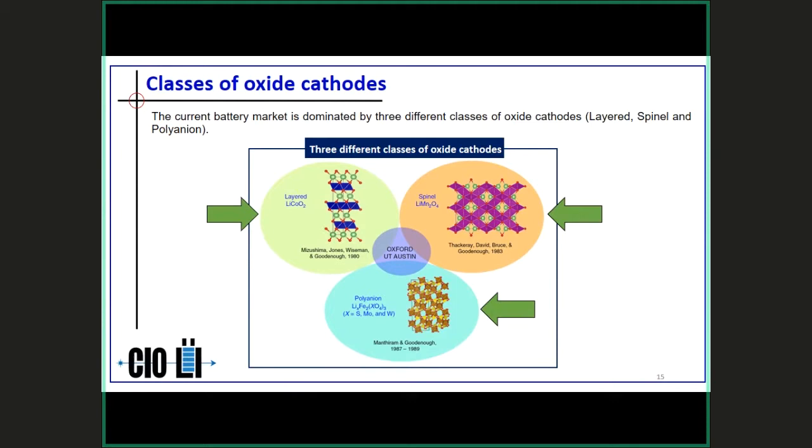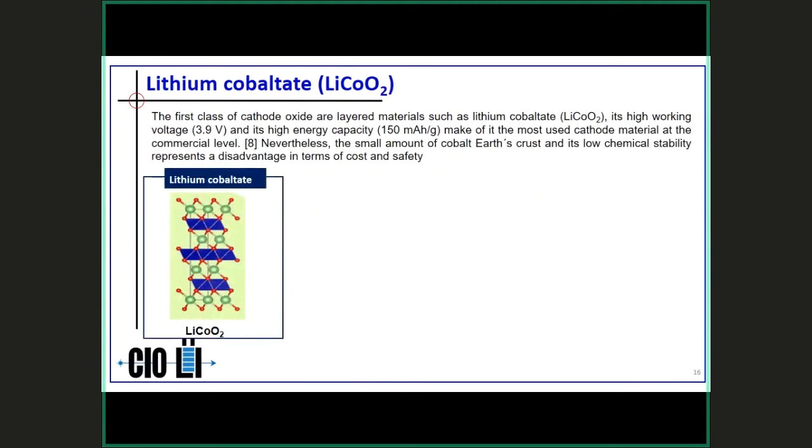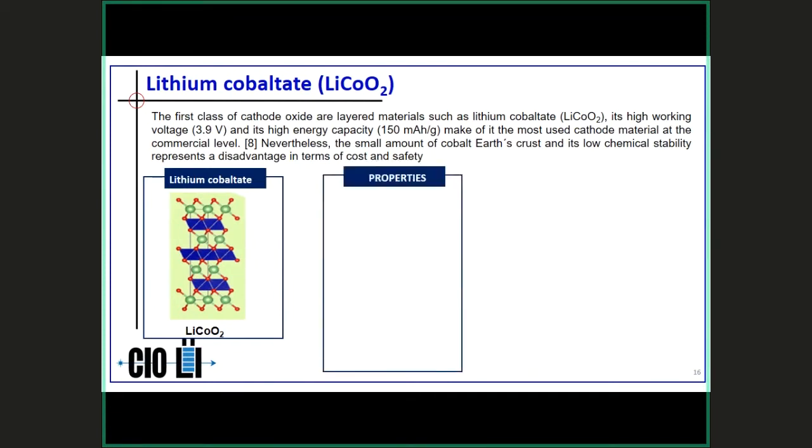Let's see these three materials in a closer way. For example, the lithium cobalt. This material has outstanding properties. What is the meaning of that? It has a high working voltage.